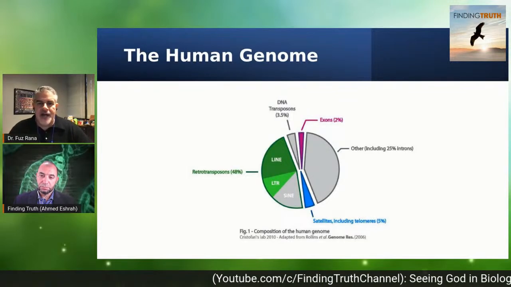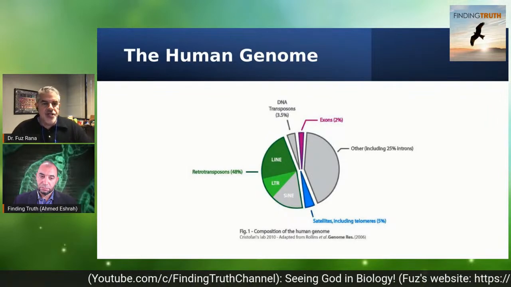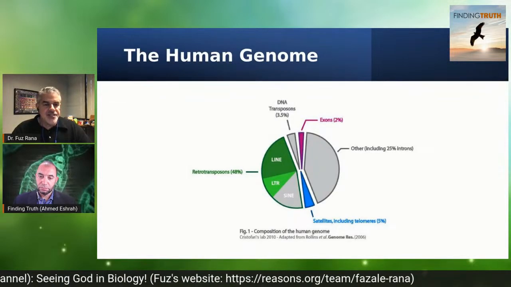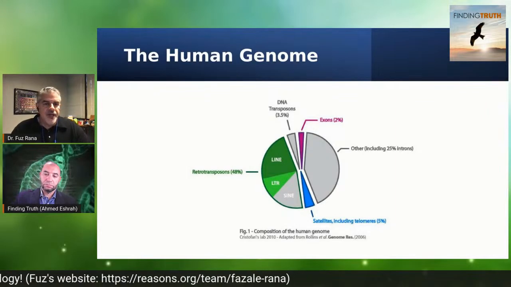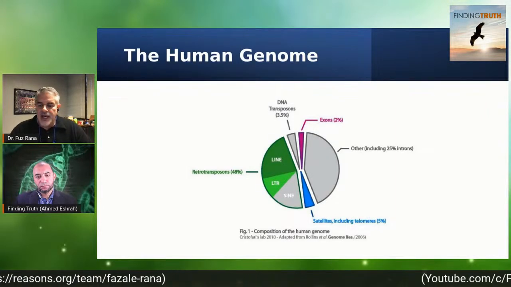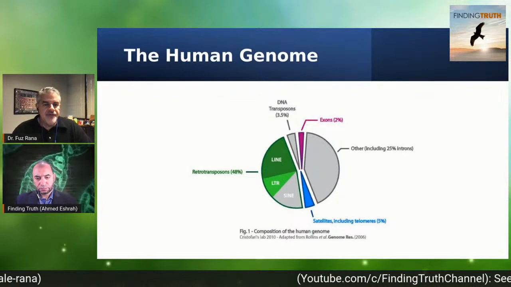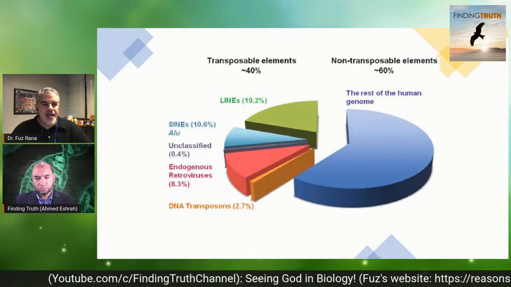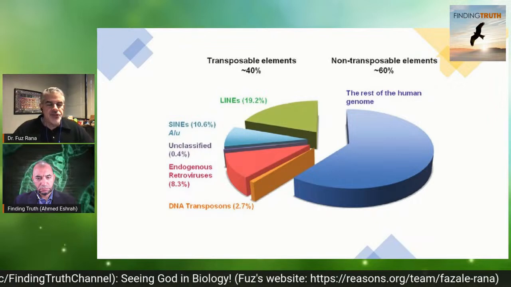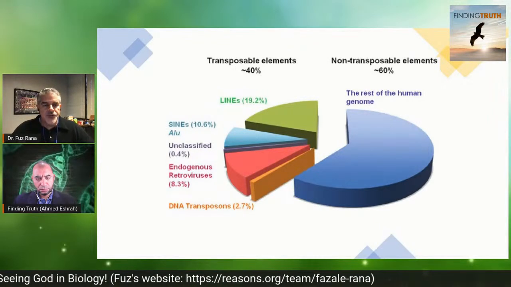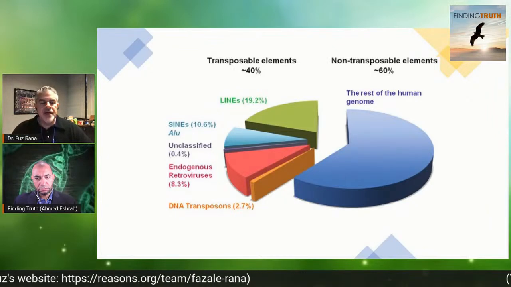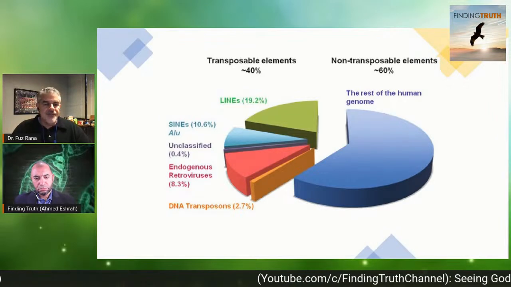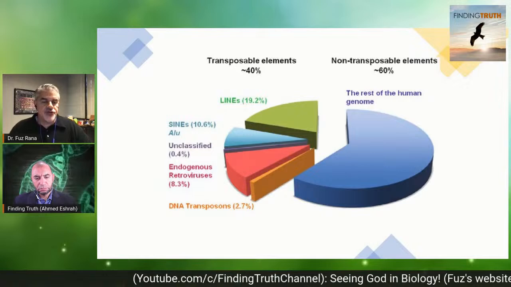And so this is the type of diagram that you would see people publishing, where they would produce a pie chart with the different percentages of different types of sequence elements, again concluding that most of the human genome is non-functional. Here's another type of pie chart that you might see as well, where the categorization is between what are called transposable and non-transposable elements. And we'll talk a little bit about what a transposable element is in a minute, but notice that 8% of the human genome consists of what are dubbed endogenous retroviruses.